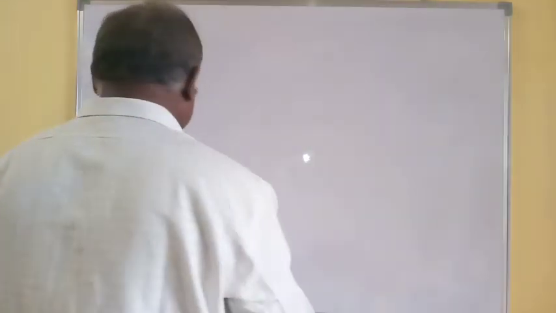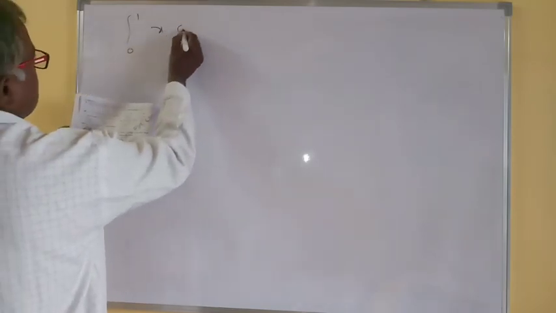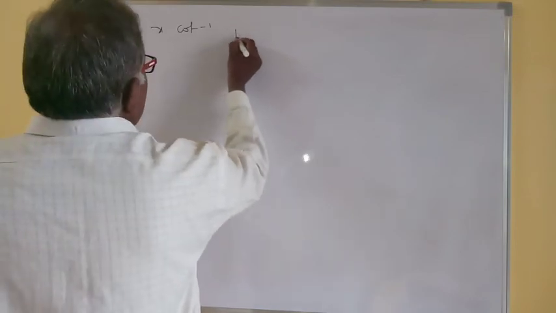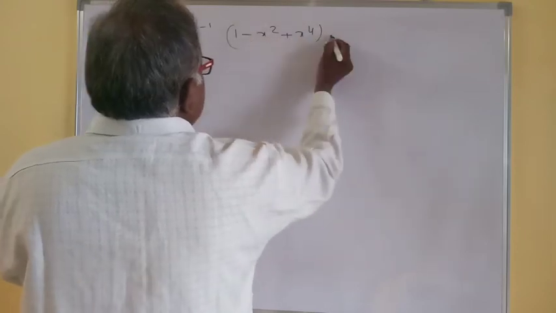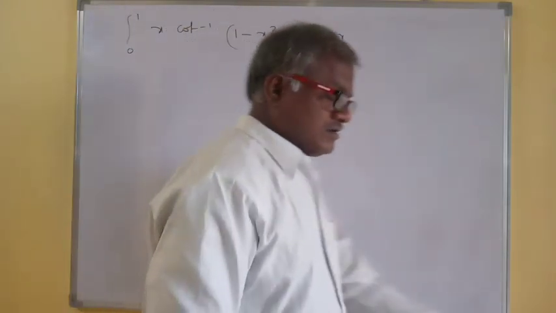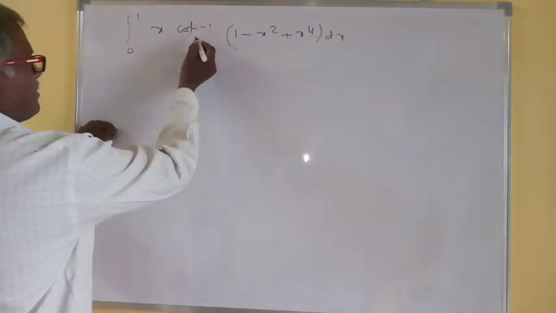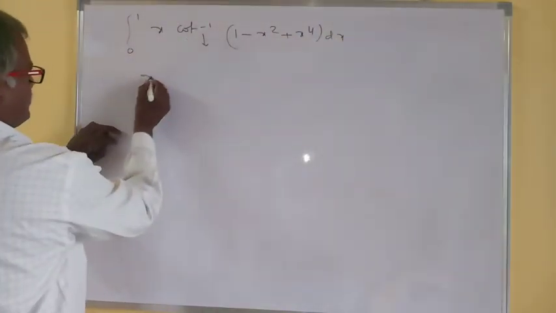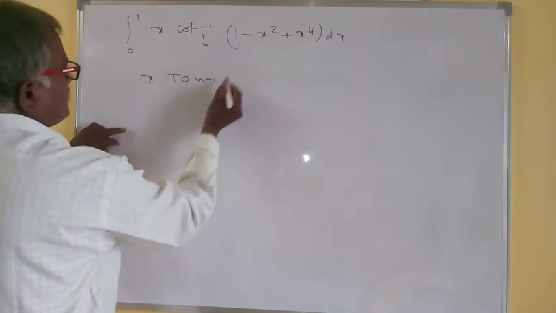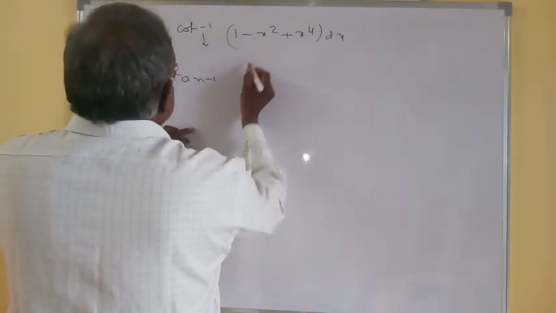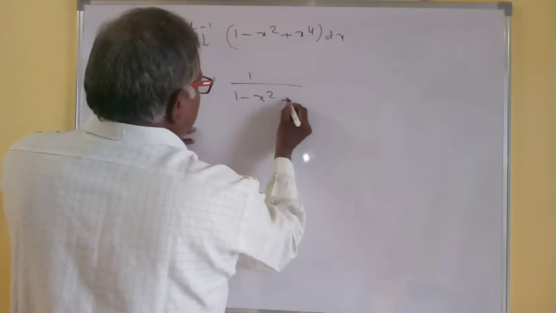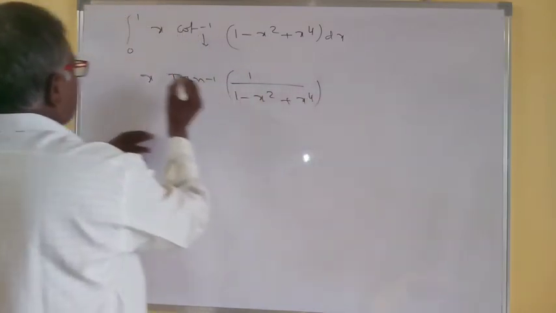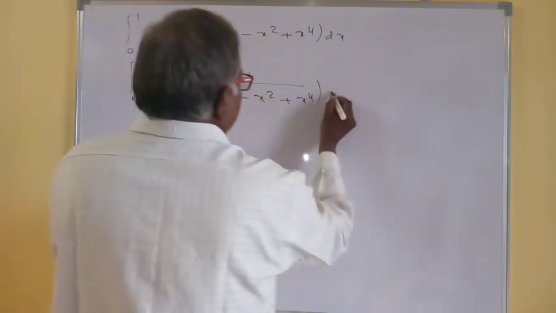Integral 0 to 1 of x cot inverse of 1 minus x square plus x power 4 dx. You see cot inverse is there; whenever cot inverse x is there, you have to write tan inverse 1 by x. That means tan inverse of 1 by 1 minus x square plus x power 4, integral 0 to 1 dx.